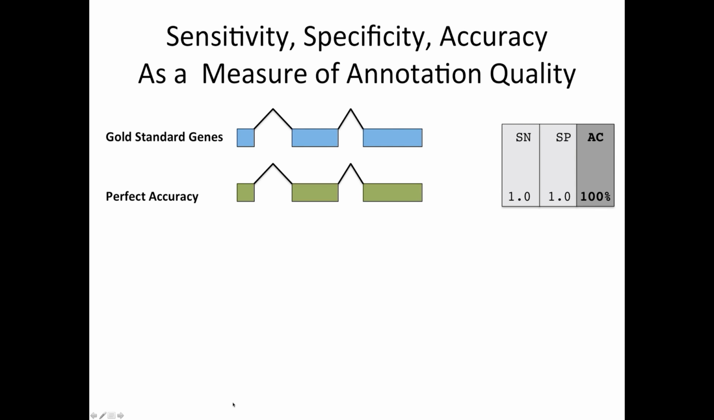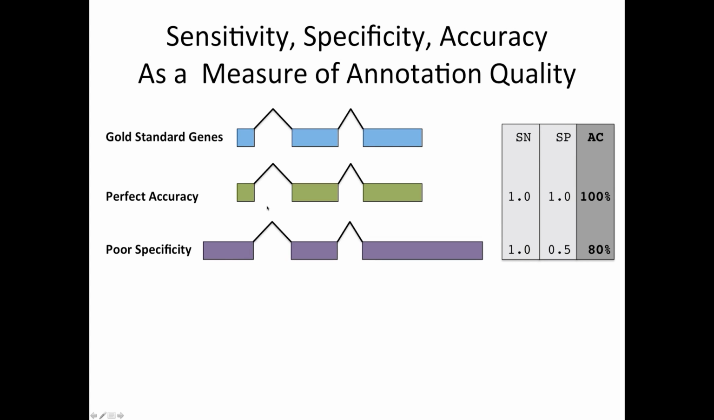Okay, so when we have that, if we make a gene annotation prediction that is exactly the same as the gold standard model, then we can say that we have perfect accuracy. So the sensitivity was 1. Everywhere that there was a gold standard nucleotide in this annotation, we have predicted it, and we have not predicted any areas as being part of that annotation that were not. So we've done very well.